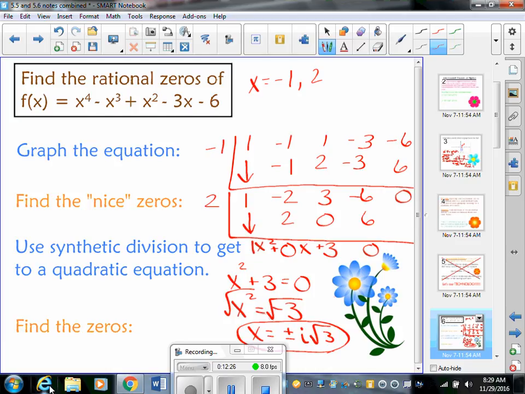So, how many answers should this problem have? 4. It should have 4 answers. Do I have 4 answers? Yes. Here's negative 1, 2, a positive i radical 3, and a negative i radical 3. Why could I not see the i radical 3 on my graph?